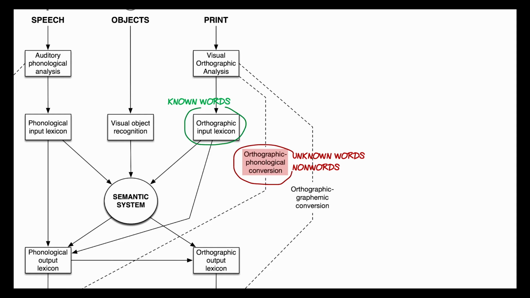And because they have to pass through the orthographic input lexicon, people reading these will often default to real words. So if you make up a word like glope, they will look at that and the orthographic input lexicon will find the nearest match and read it as globe. Now, this really only affects reading aloud. Comprehension is not really relevant because unknown words and non-words don't have meaning attached to them. However, they'll have a lot of difficulty learning new words without help.